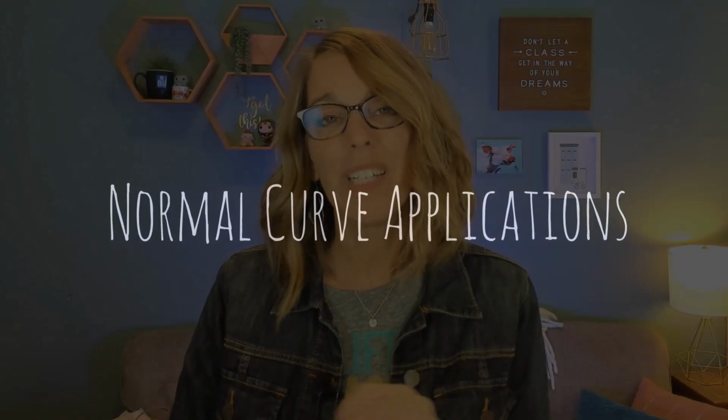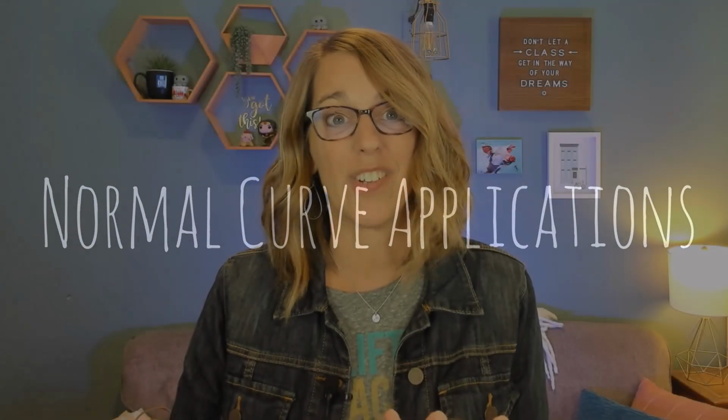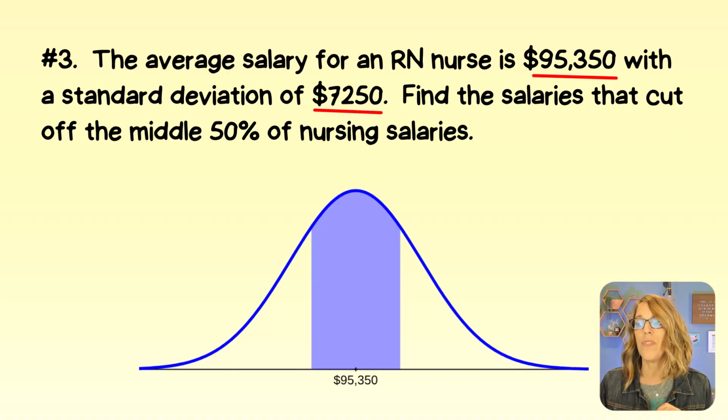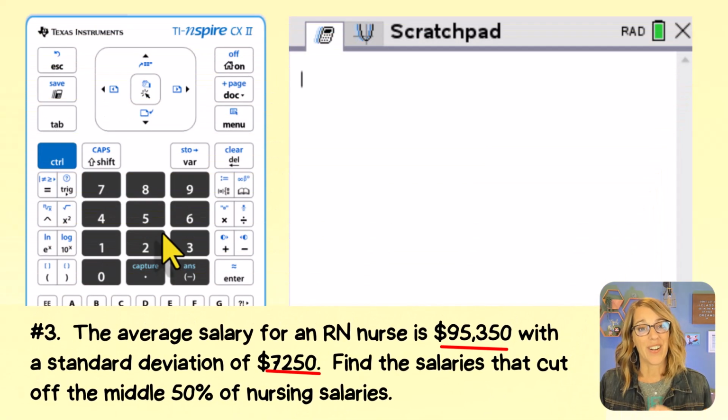1.28. Now the last type that we want to look at is probably the most important, and these are an application. So with our applications, we're not dealing with a mean of 0 and a standard deviation of 1. In this case, we've got an average salary for nurses at $95,350 with a standard deviation of 7,250. I want to know the salaries that cut off the middle 50% of nursing salaries. So in this example, we are starting with an area. So I want to use that inverse normal.